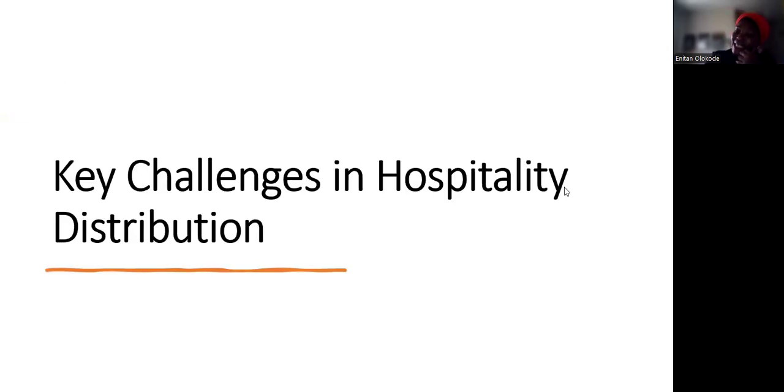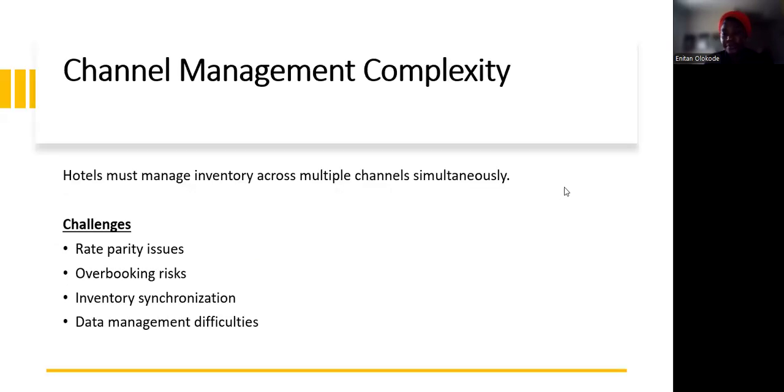Now, what are the key challenges in hospitality distribution? We have so many of them. We have channel management complexity. We have data privacy concerns. We have the cyber security threat. We have direct booking competition. So many. But now let's treat them one after the other. Let's start with channel management complexity.